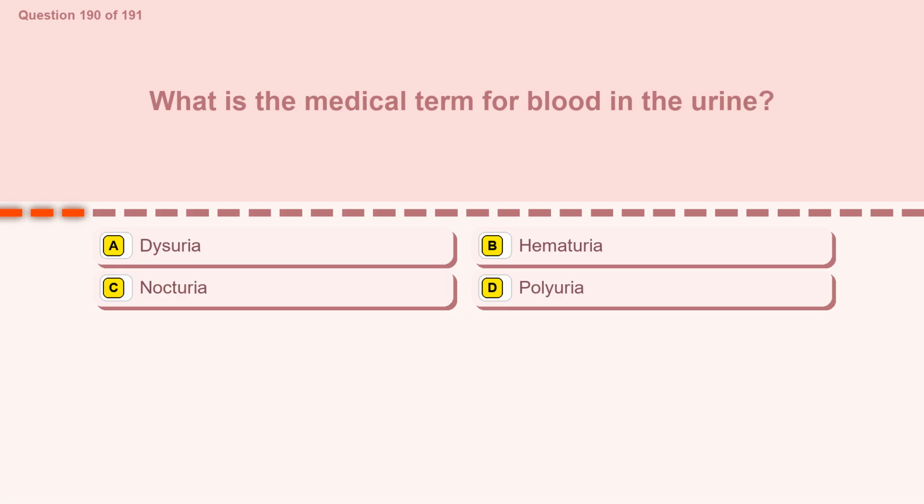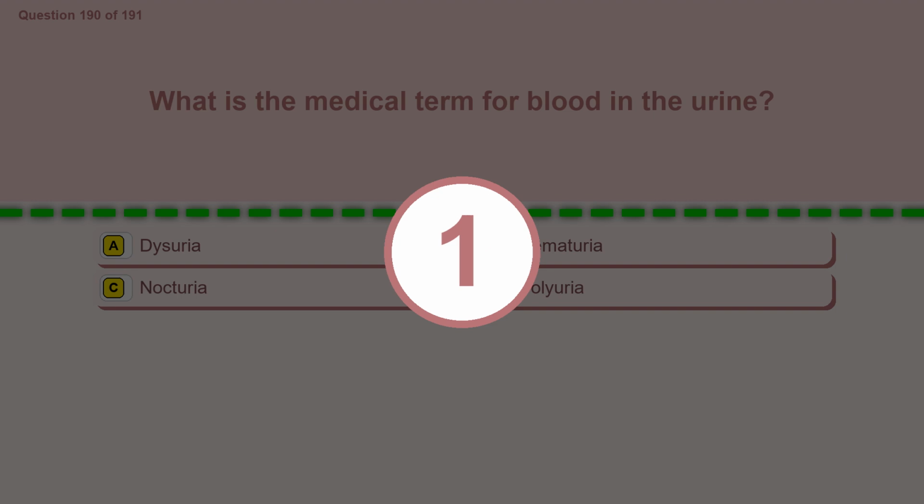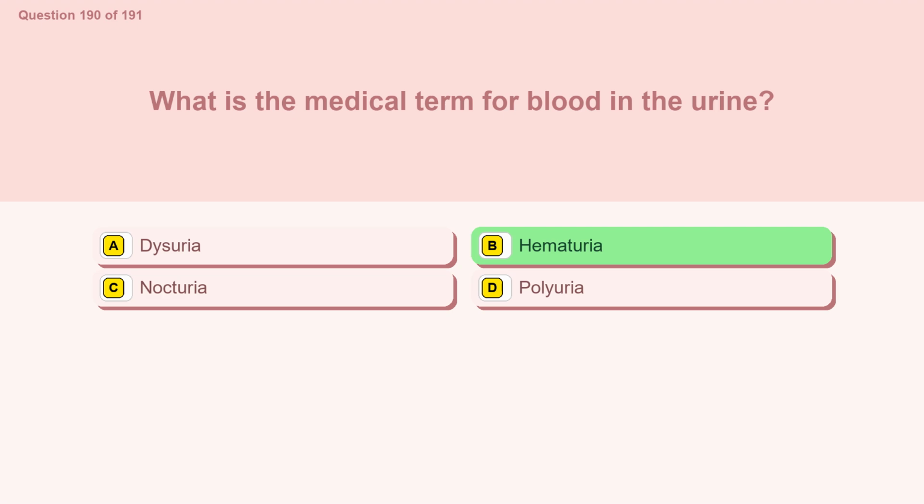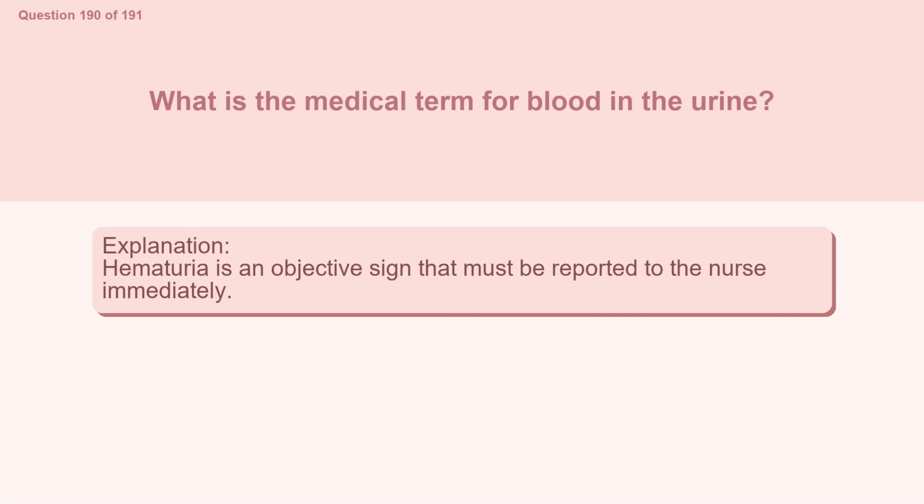Question 190. What is the medical term for blood in the urine? Option A, dysuria. Option B, hematuria. Option C, nocturia. Option D, polyuria. The correct answer is option B, hematuria. Hematuria is an objective sign that must be reported to the nurse immediately.